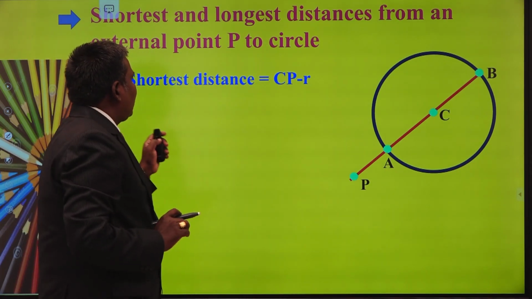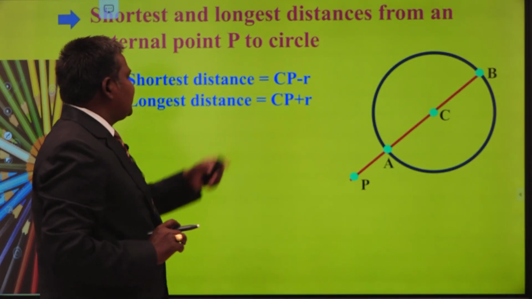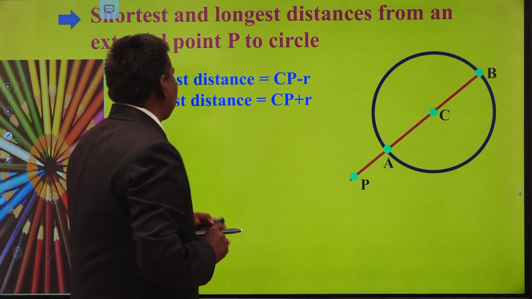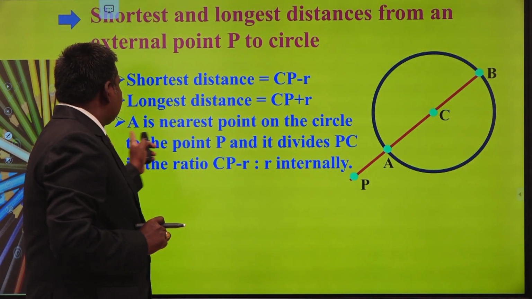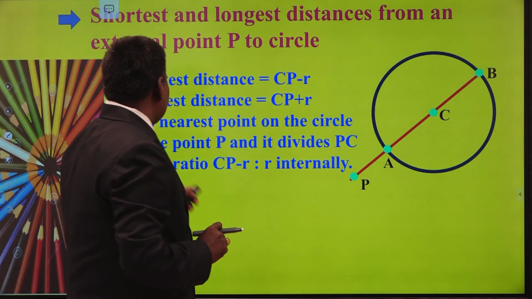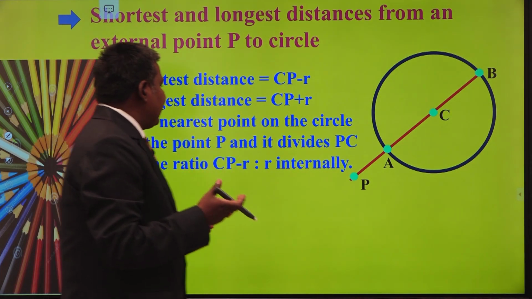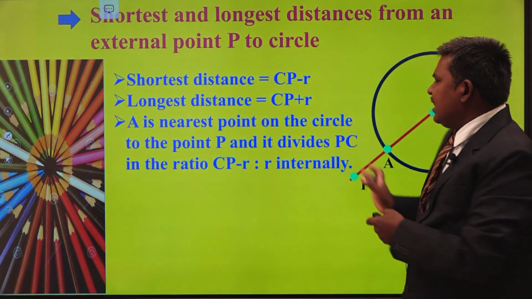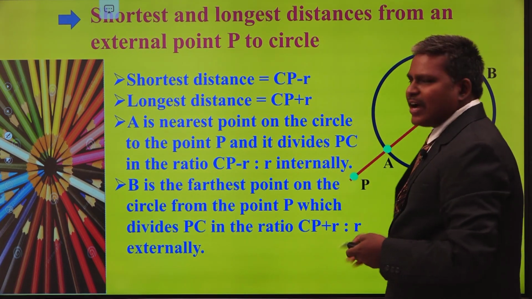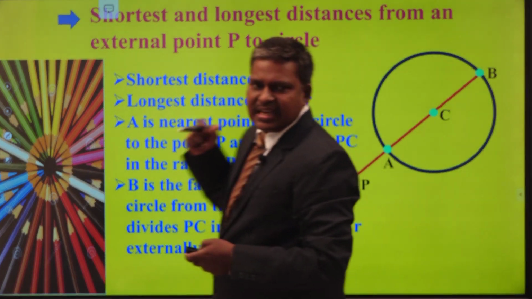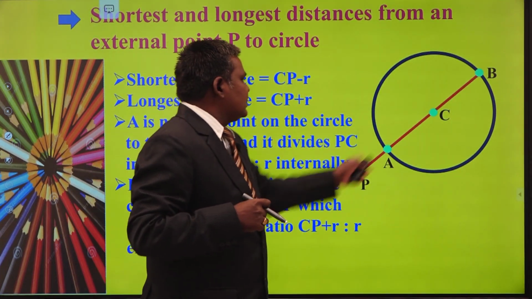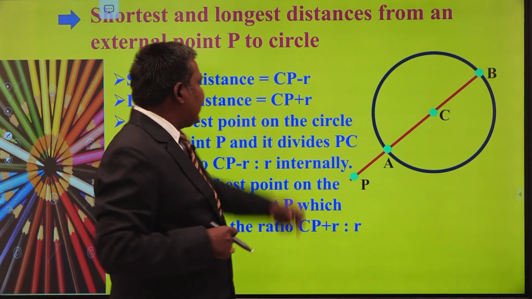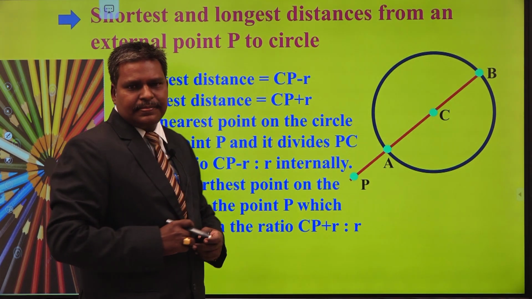See this one. Longest distance is what? CP plus R. Shortest distance is what? CP minus R. And A is the nearest point on the circle to the point P, and it divides PC in the ratio CP minus R is to R internally, and B is the farthest point on the circle which divides the same PC in the ratio CP plus R is to R externally. I explained these 4 points.